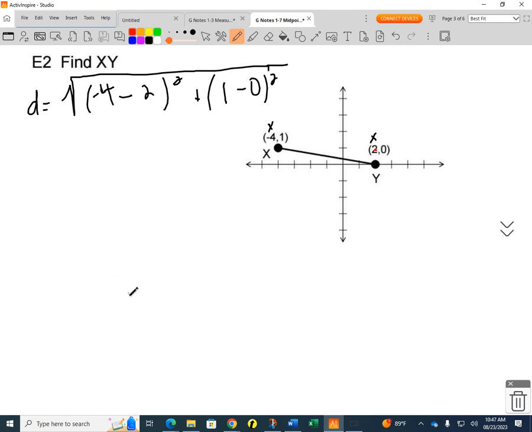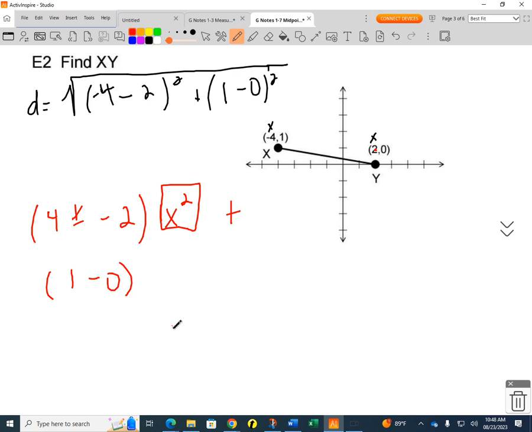So that's what I'm going to do with you now. So we're going to start here, parentheses, 4 positive negative minus 2, and then the x squared button, plus left parentheses, 1 minus 0, close your parentheses, and then the x squared button, then equals.